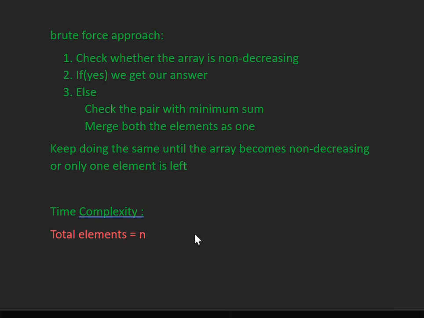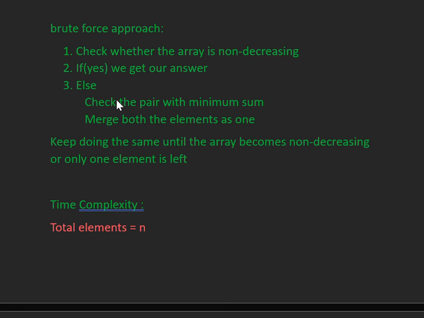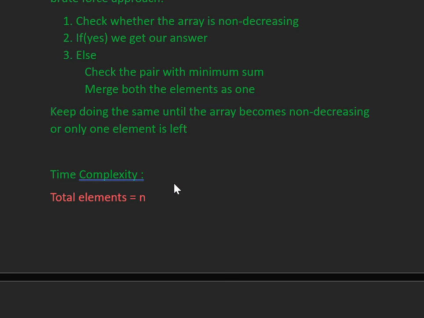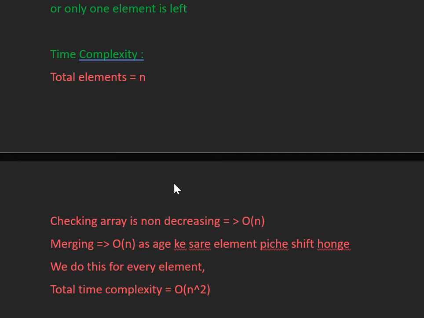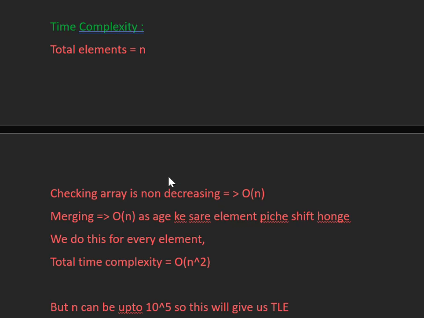So if you'll see the brute force approach, what we can do is first of all we will check whether the array is non-decreasing or not. If it is non-decreasing, then we get our answer, but if it is not, then we have to find the pair with the minimum sum and merge both the elements as one, and we have to keep doing this until the array becomes non-decreasing or only one element is left.